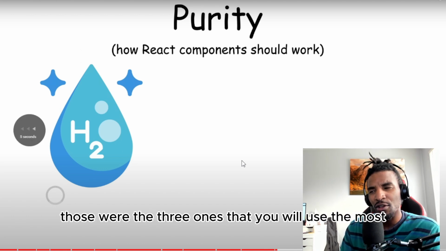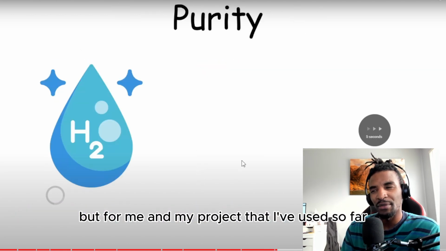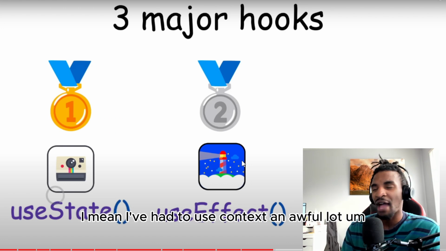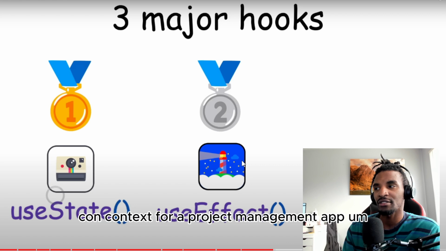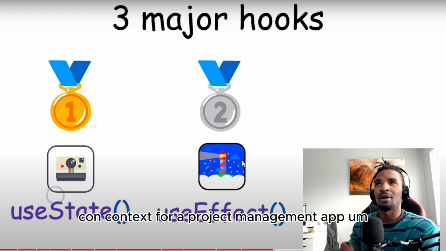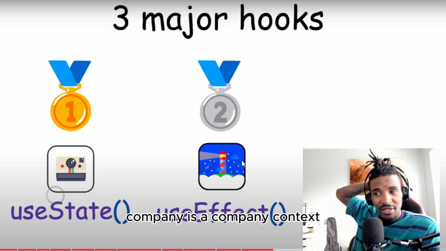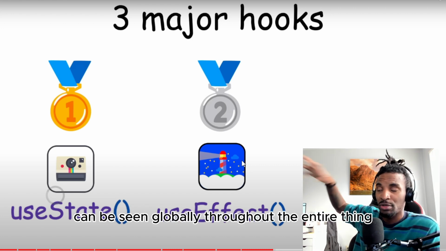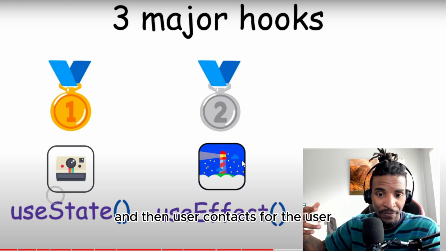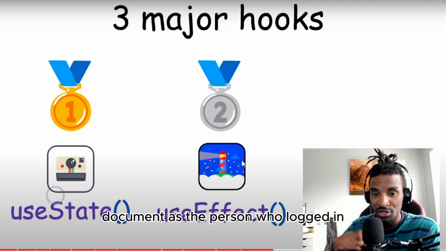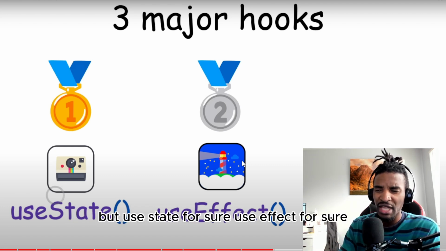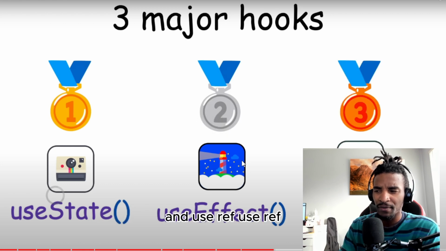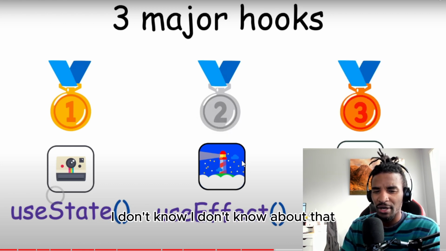I'm surprised. He said that those were the 3 ones that you will use the most, but for me in my project that I've used so far, I've had to use context an awful lot. And like I said, that's a way of making things global. Like I had to make a project context for a project management app. It's a company context so that every user's company can be seen globally throughout the entire thing, and then user context for the user document as the person who logged in. So I thought that would be one of the 3 majors, but useState for sure, useEffect for sure, and what was the useRef? useRef. I don't know about that.